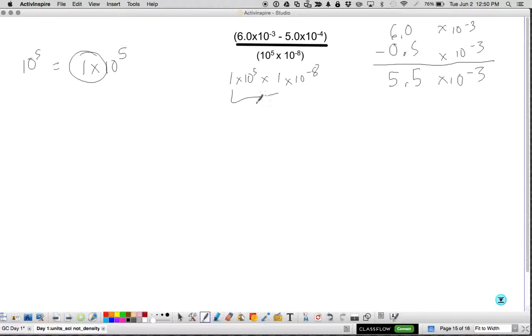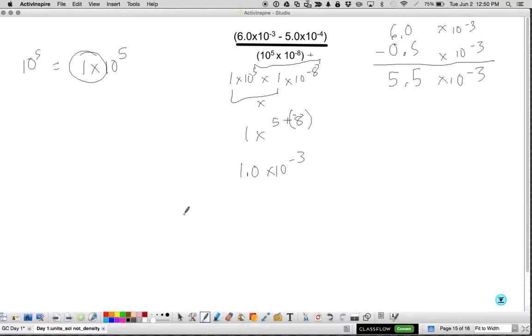Okay, so these get multiplied and these get added. So that's 1 times 1. It's 1 times 10 to the 5 minus 8. It's really plus and minus, but here, I'll do that, plus minus 8. Okay, and so this becomes 1.0 times 10 to the minus 3. All right, so I've simplified the top to this, and I've simplified the bottom.